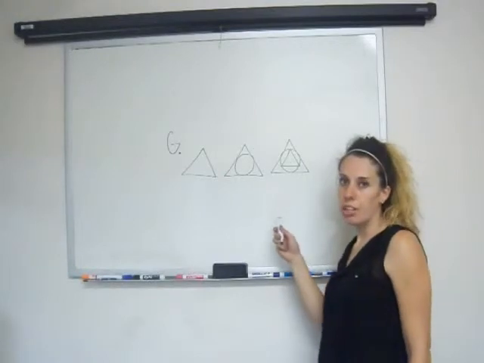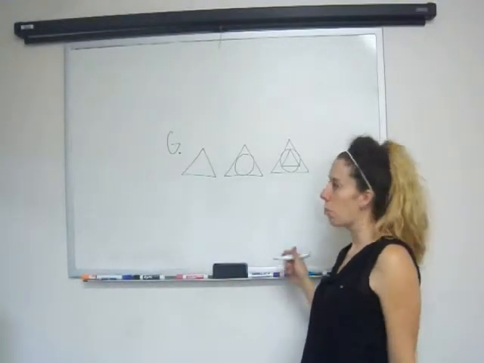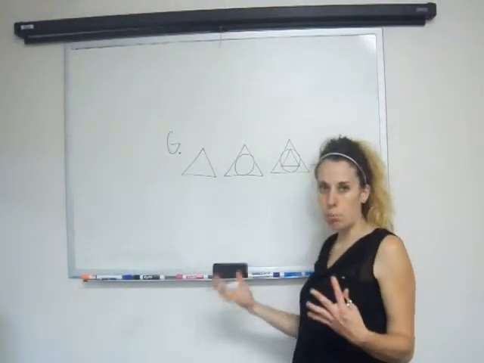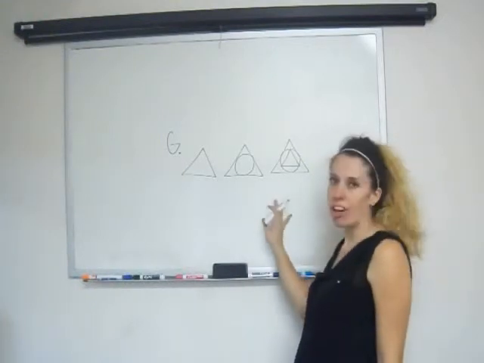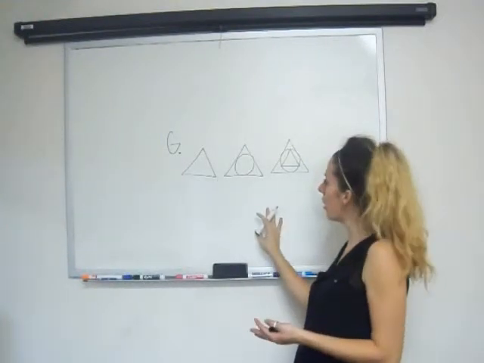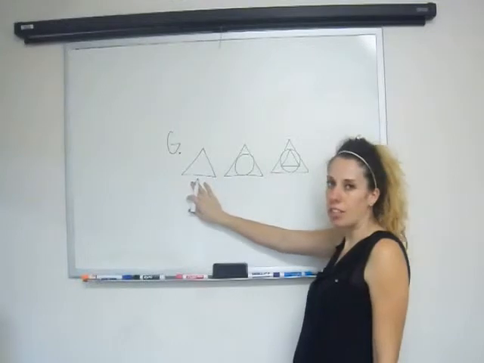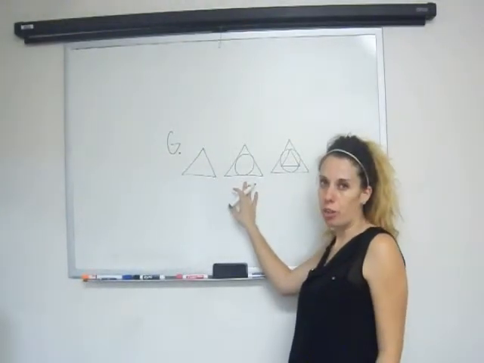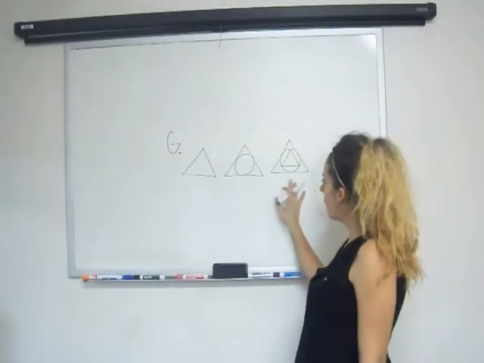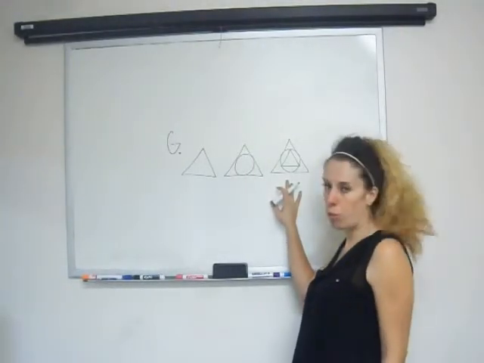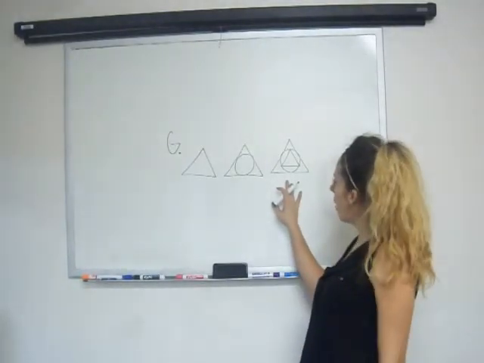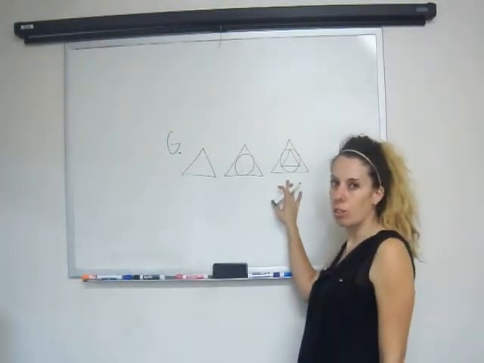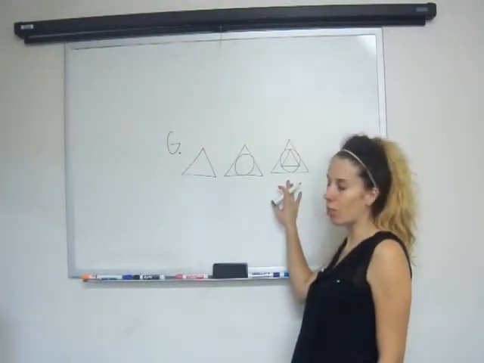Okay, so G is a little different than our previous examples. All of our examples use numbers. This one is actually trying to notice a pattern using these shapes. The first one we have is a triangle, and the second one we have is a triangle with a circle inside of it. And then the third figure that we have is a triangle with a circle inside of it with a triangle inside the circle.